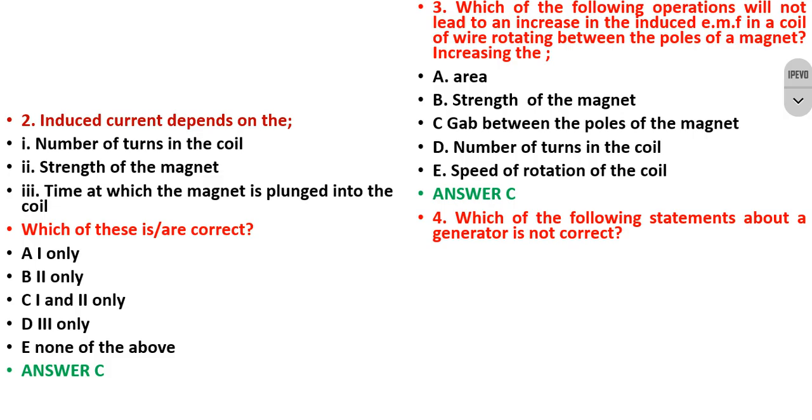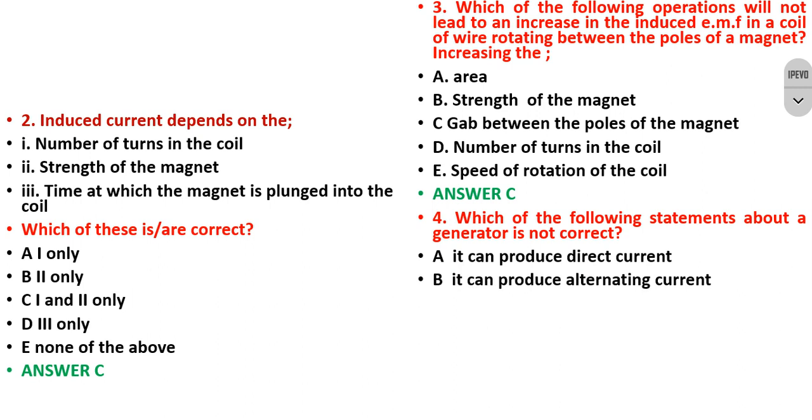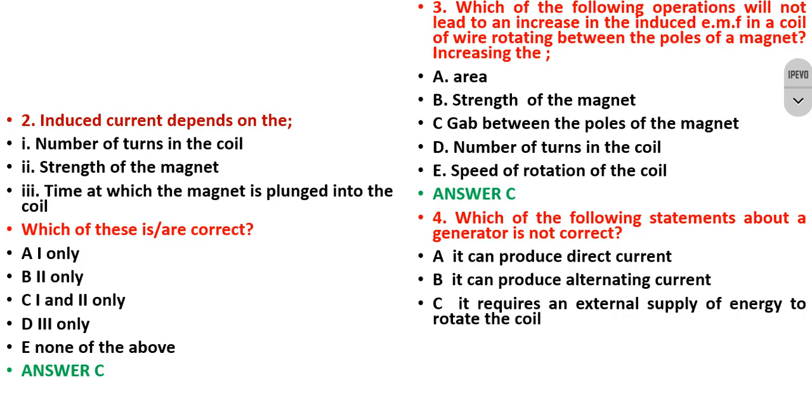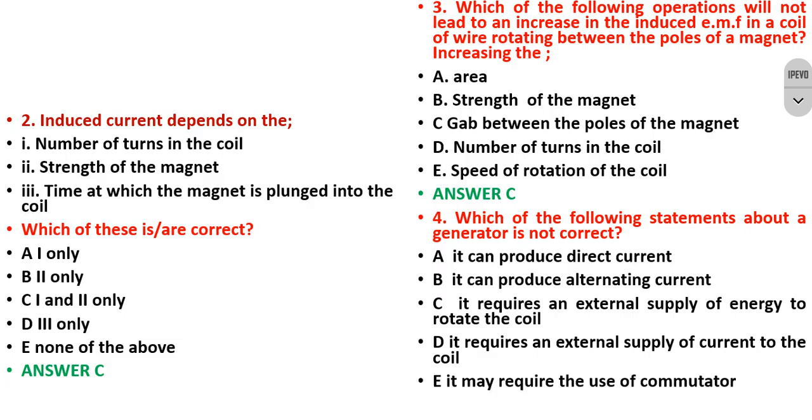Which of the following statements about generator is not correct? It can produce direct current. It can produce alternating current. It requires an external supply of energy to rotate the coil. It requires an external supply of current to the coil. It may require the use of commutator. The correct option here is option D.